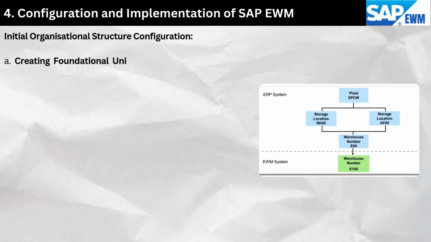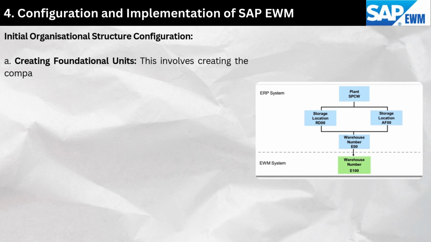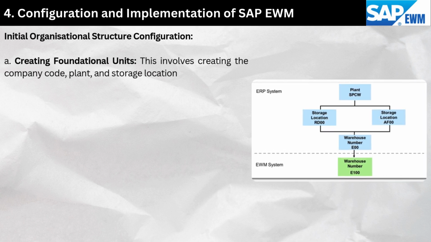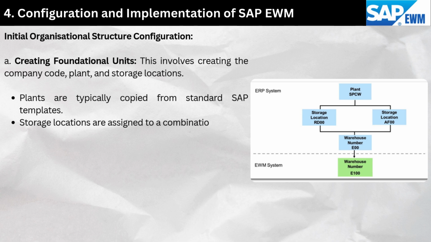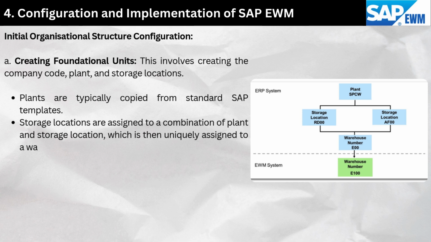Creating foundational units. This involves creating the company code, plant, and storage locations. Plants are typically copied from standard SAP templates. Storage locations are assigned to a combination of plant and storage location, which is then uniquely assigned to a warehouse.